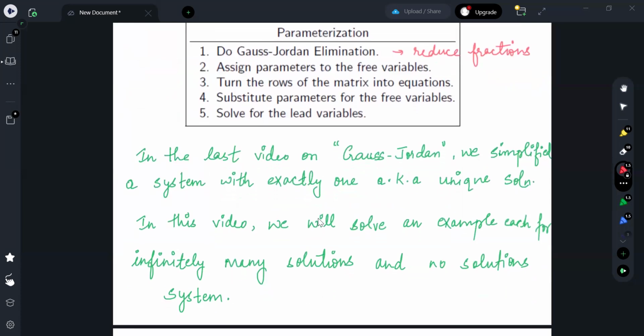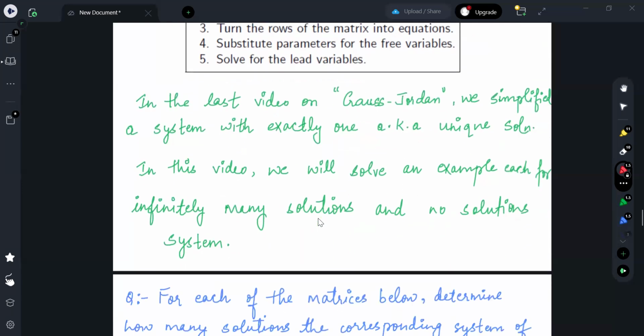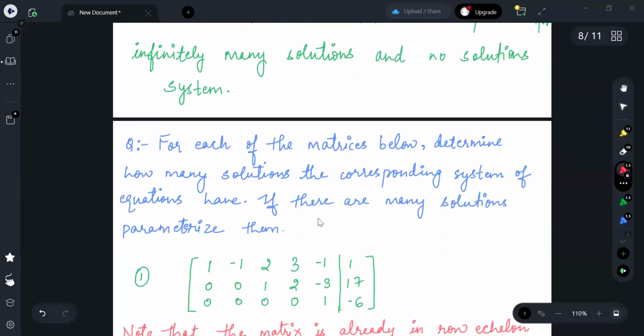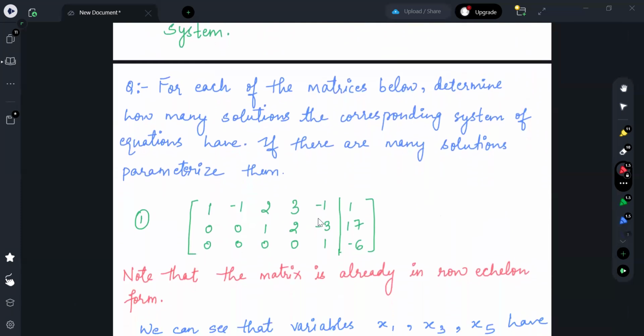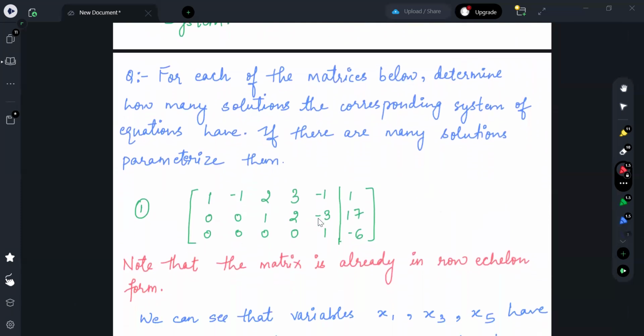Like I said, if you go back to the last video, you will see when we were applying Gauss-Jordan, we had a unique solution, so we didn't need to do the parameter introduction. Okay, the first example that I have for you is a system which will have infinitely many solutions. A typical question in an exam, homework assignment, or web work assignment will look like this. You will be given a system of equations. To reduce the length of this video, I've already given you a matrix which is in REF form.